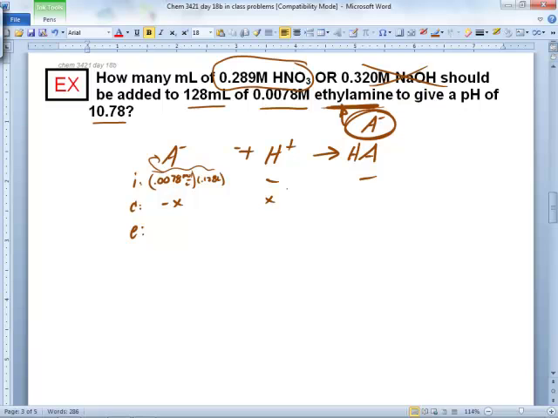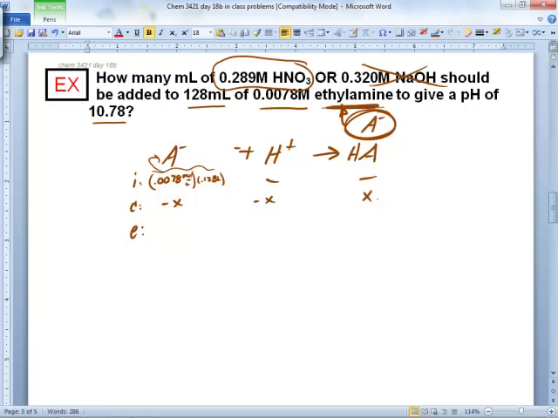Yeah, that's kind of odd, isn't it? It's not there in the first place, but technically, okay, it's still minus X. But we're going to see it doesn't really matter. If it bothers you, whatever you write there, it doesn't matter. Okay, the HA would be positive X, right? Because we're forming that one.